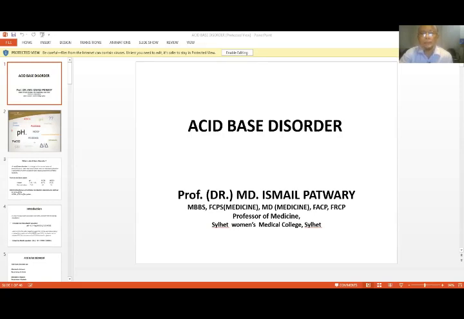In case of acid-base disorder, the most important portion is the pH, bicarbonate, and partial pressure of carbon dioxide. This is very important. And you know that for acid-base disorder, we actually require arterial blood gas analysis. So this is very important, arterial blood gas analysis.